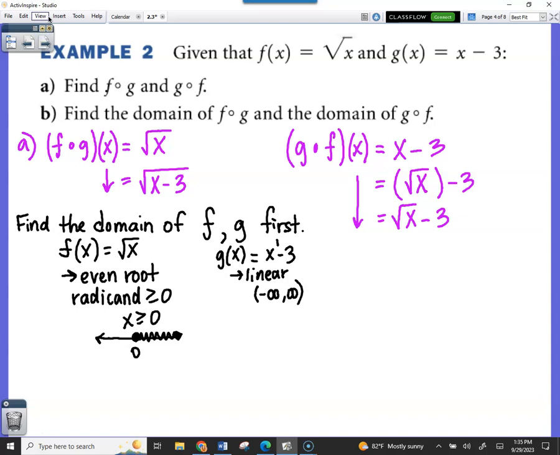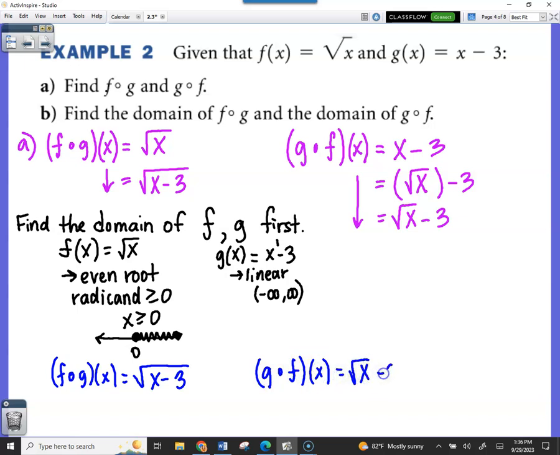So now we found them individually. Now I'm going to come over here and I'm going to copy the function f of g. This is what it looks like. And I'm going to copy the function. Did they ask for both? Yes. G of f. And this is what it looks like. So all I've done is copy them.